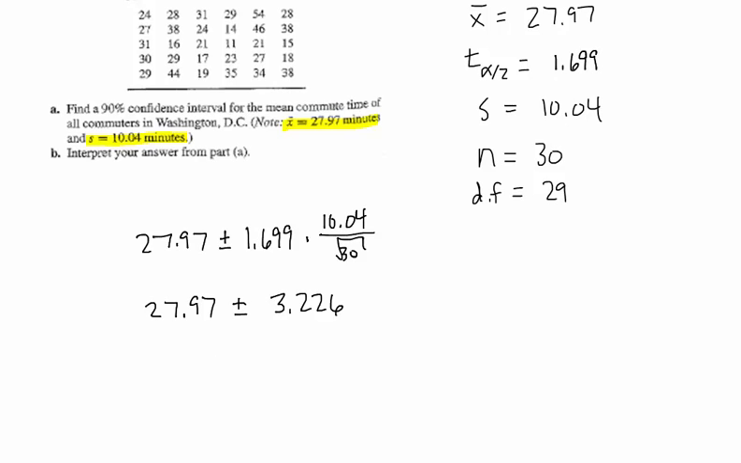And now we're going to add and subtract 3.226 from 27.97. So we're going to find that our true mean is between 24.744 and 31.196. Or you may see it in parentheses like this, which is acceptable as well.